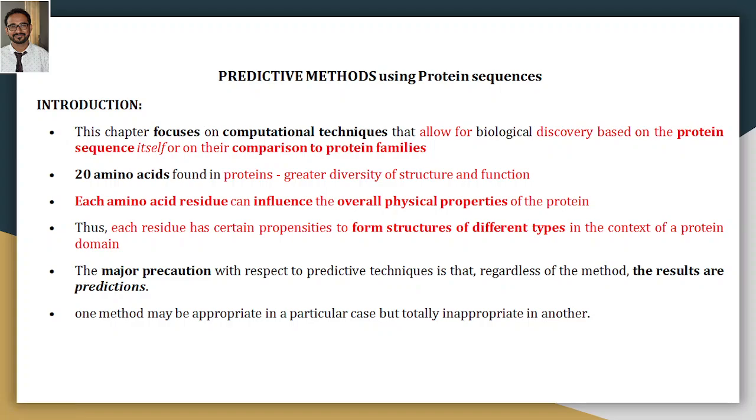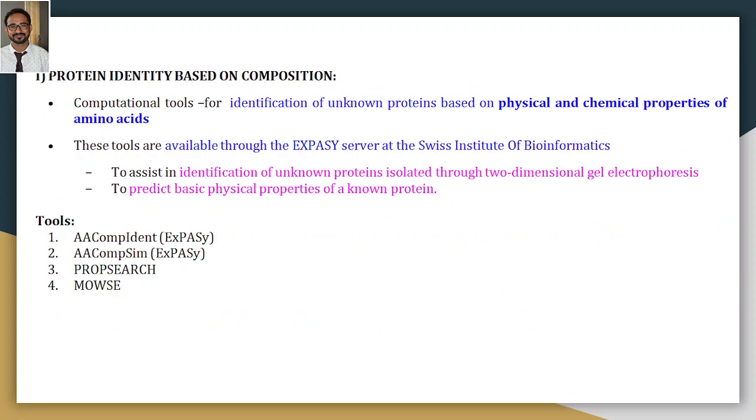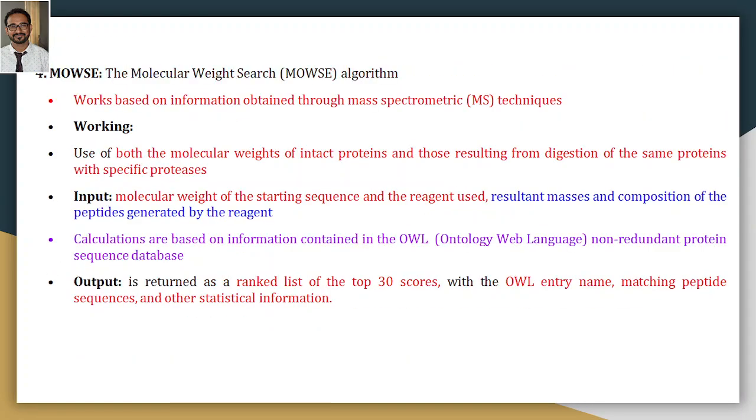So let's discuss the next major topic, that is predictive methods using protein sequences. The entire module is about predictive sequence methods for protein sequences. Under this major topic, many subtopics will come. The first topic will be protein identity based on the composition. Under this we will be discussing four tools: ExPASy, AACompIdent, AACompSim, PropSearch, and MOWSE. All four we'll be discussing.